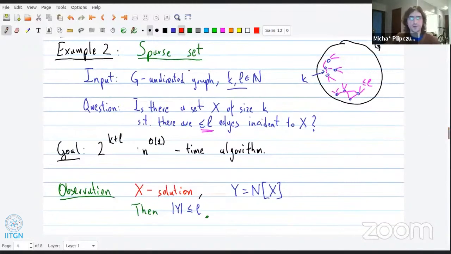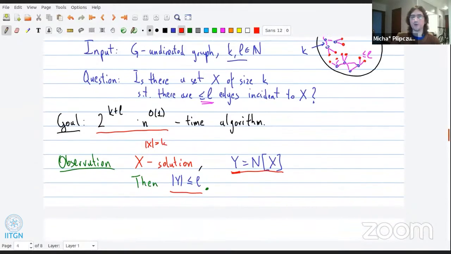Good. So going back to the sparse set, our goal is to get a 2 power k plus l times polynomial time algorithm. And the basic observation, a very trivial one, in fact, is that if I've got at most L edges sticking out of my set X, that is a solution, and I look at the set Y, which is all the neighbors of vertices of X, so Y is the neighborhood of X. Then clearly, if there are only at most L edges going outside of X, then Y must be of size at most L, right? So we now have 2 sets, one of size at most L, and the second set X, which is of size K.